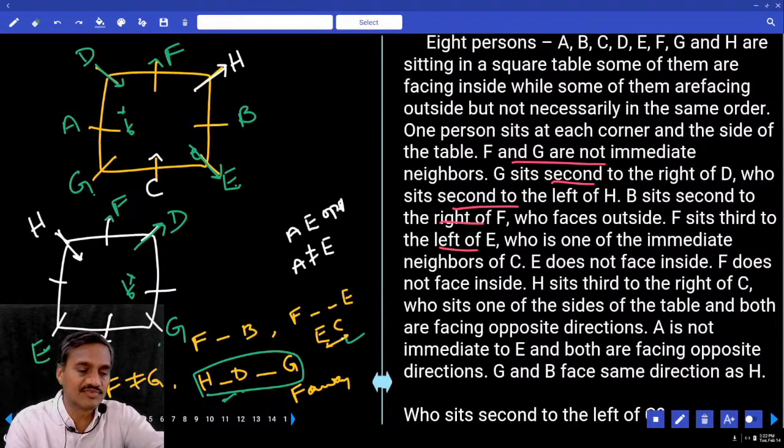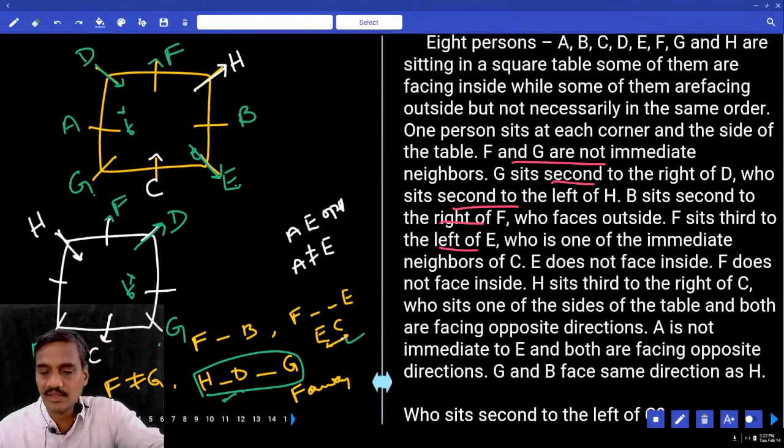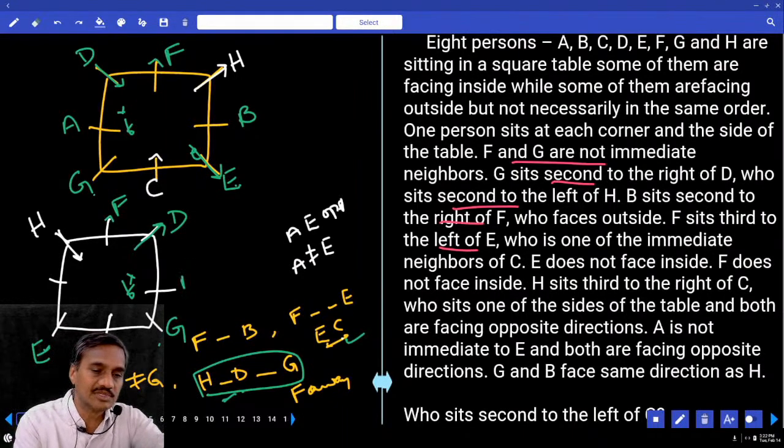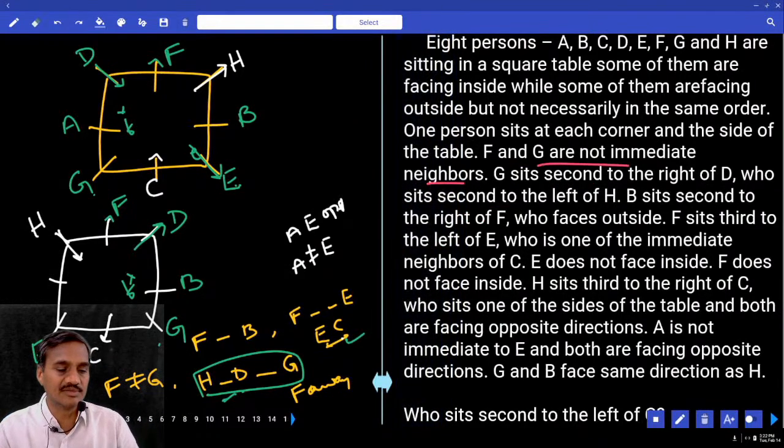If F is away from the center, then whatever this may be, B sits second to the right of F. And B must be at this place. And F and G are not immediate neighbors. Do you have F and G as immediate neighbors? No. And G sits second to the right of D. In both the cases it is valid.